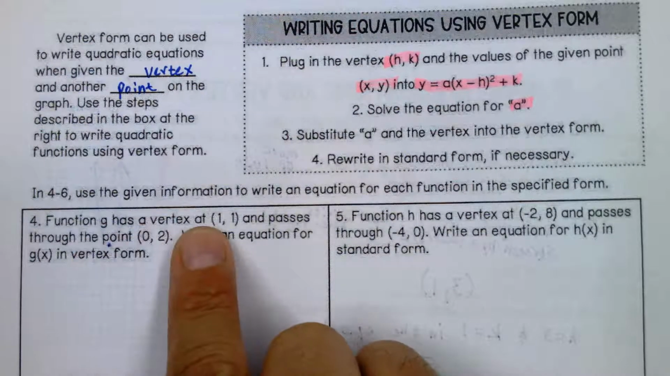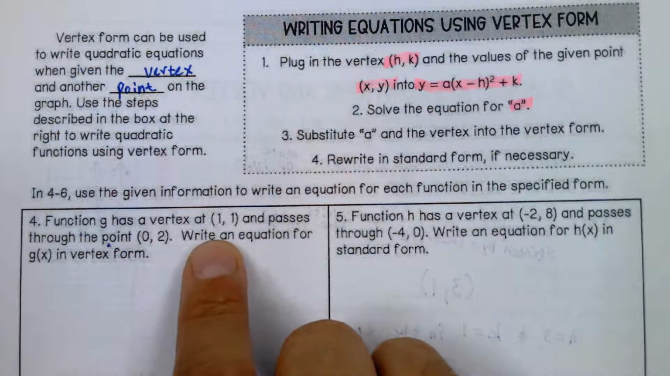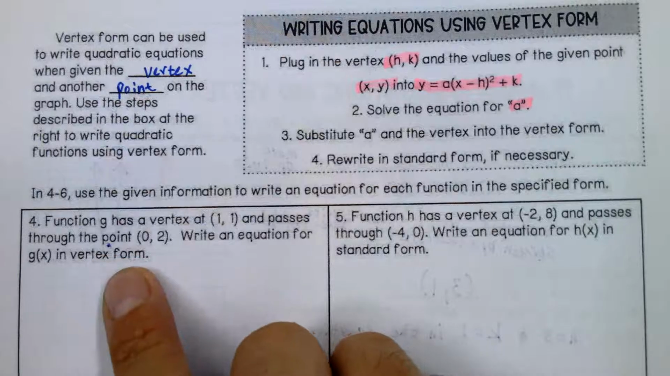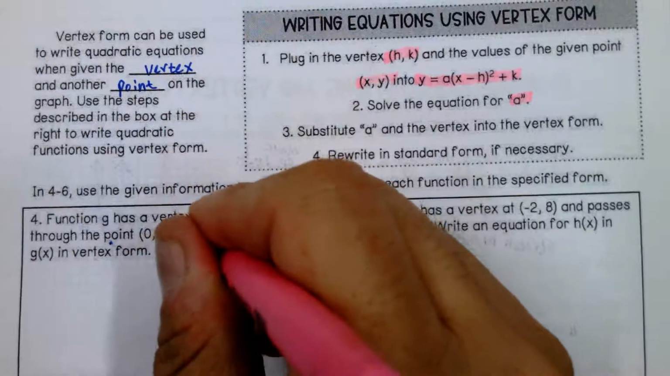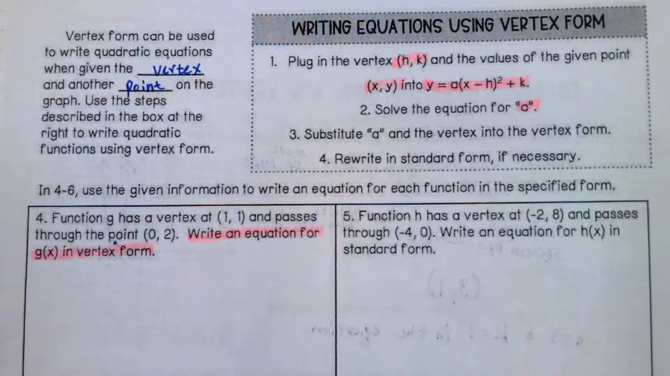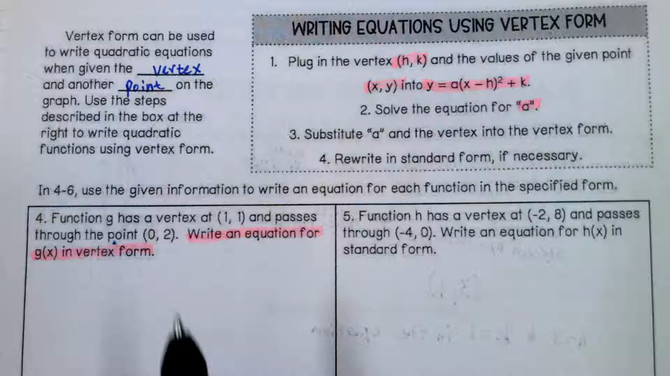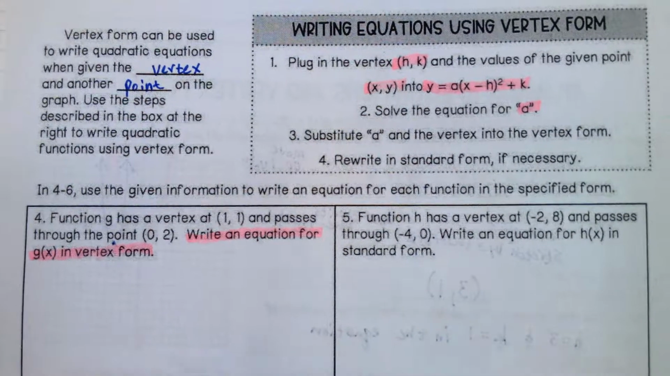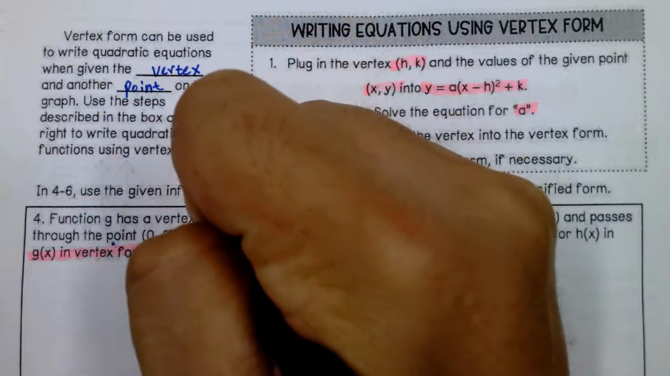The function g has a vertex at (1, 1) and passes through the point (0, 2). Write an equation for g of x in vertex form. Okay, so this is what we want to do. The first thing we need to know is what we have. The vertex is (1, 1), so that tells us this is h and this is k.